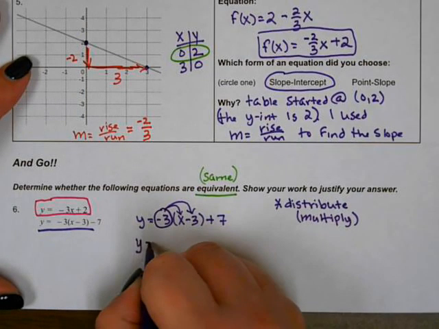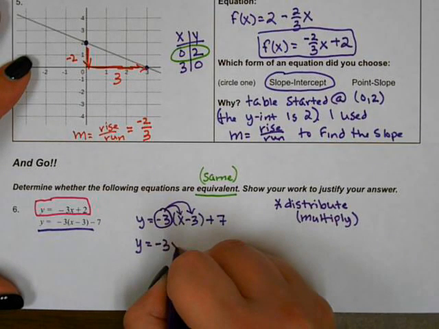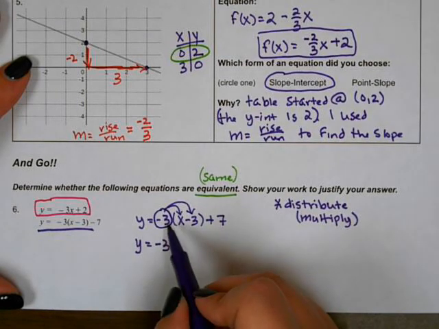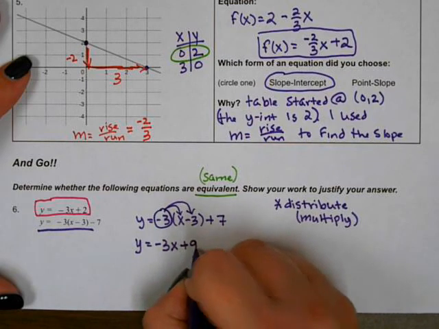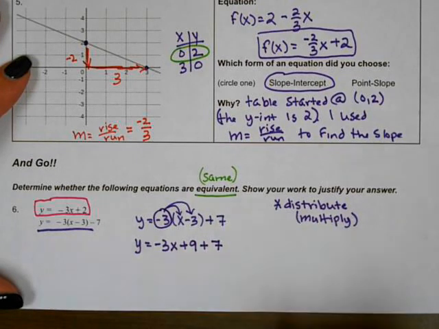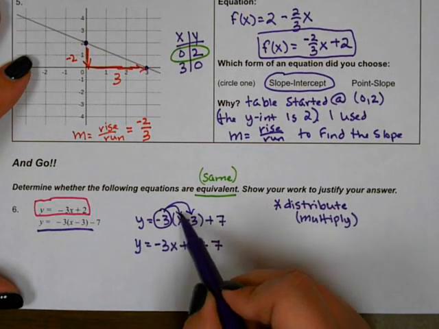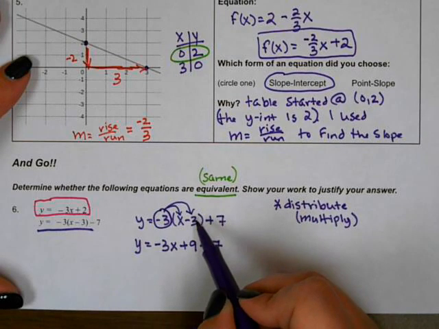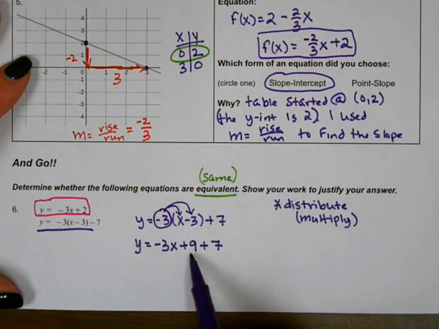So this y is just going to come down, and I'm going to do negative 3 times x, which is just negative 3x. Then I'm going to do negative 3 times negative 3, which is a positive 9. And then this positive 7 is just going to come down. All right, so what I did was I distributed. I multiplied this number in front by the two values that are inside the parentheses. So that's where this negative 3x plus 9 came from. And this plus 7 is just tagging along.